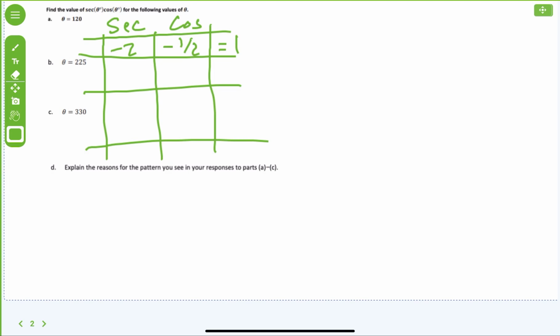Well, 225, the secant is negative square root of 2, and the cosine then would be 1 over negative square root of 2, which when you multiply those together would give you 1. Now, if we go back to it, oh wait, I did a cosecant, didn't I? No, I didn't. I did secant.